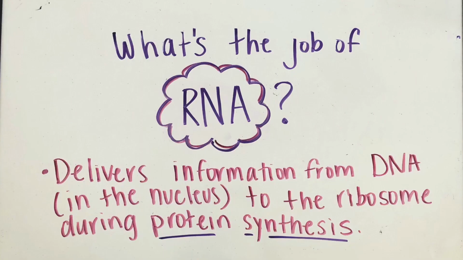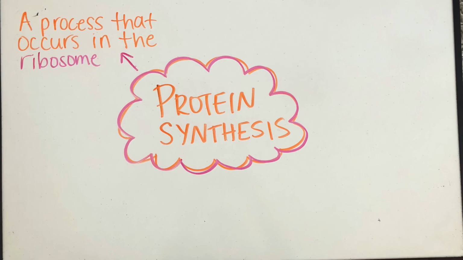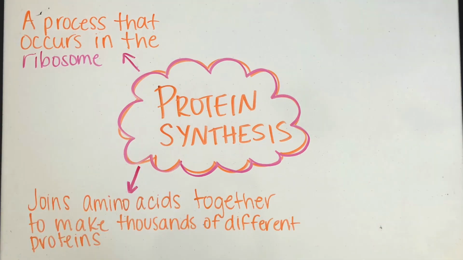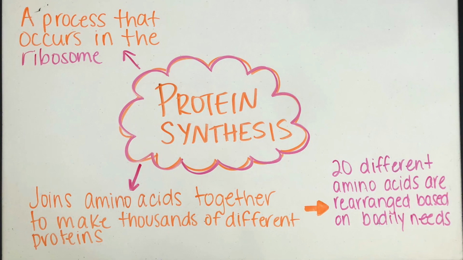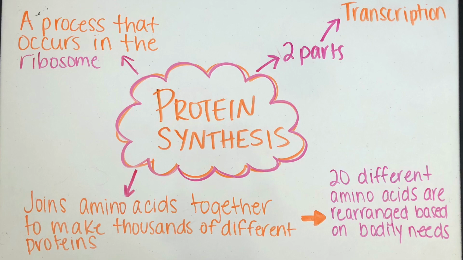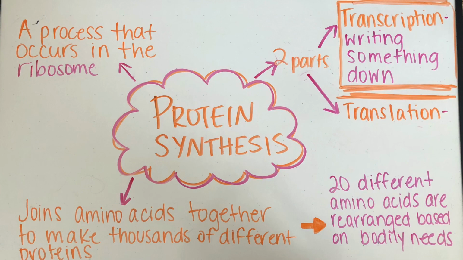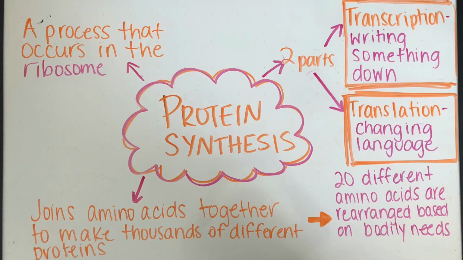Okay, so now we ask the question, what's the job of RNA? The job of RNA is to deliver information from DNA, which is in the nucleus, to the ribosomes during protein synthesis. Protein synthesis is a process that occurs in the ribosome. It joins amino acids together to make thousands of different proteins. There are 20 different amino acids in your body that can be rearranged based on your bodily needs. Well, there are two parts to protein synthesis. The first part is called transcription. This is writing something down. The second part is translation, which sounds like exactly what you might imagine it to be, which is changing language.